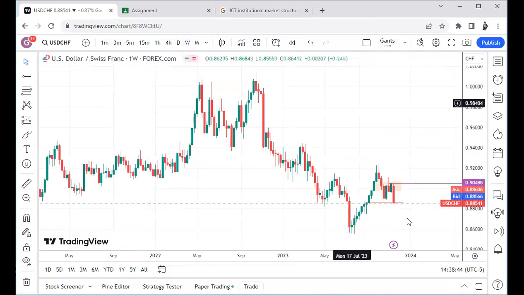Yes, USD CHF traded to our objective. I was looking for bearish movement on weekly time frame for USD CHF, and you can see that in fact it was heavily bearish, and it traded to our objective. I didn't want to see a close below it, though it closed below it.